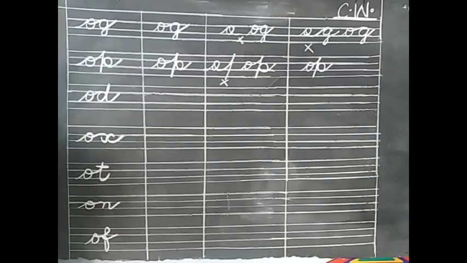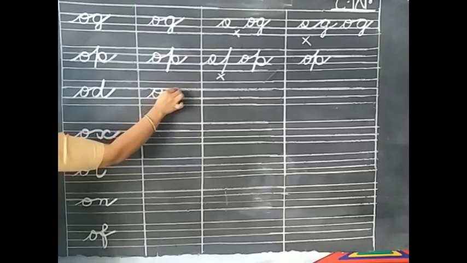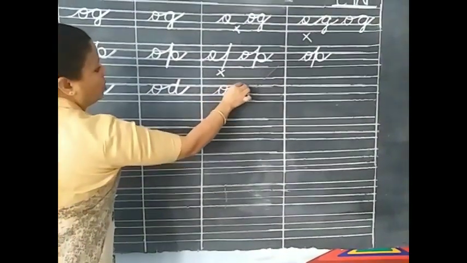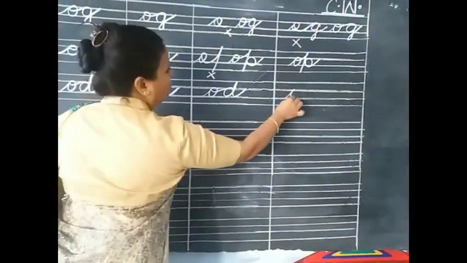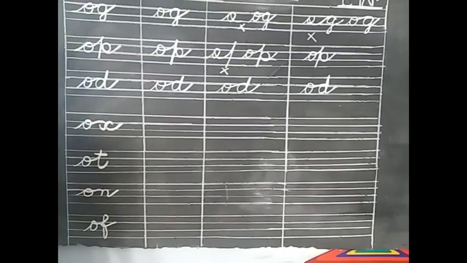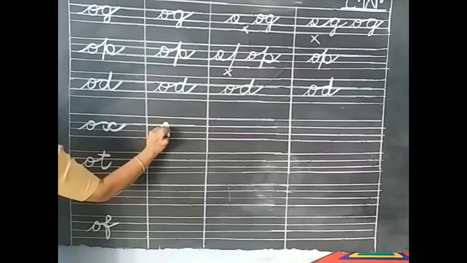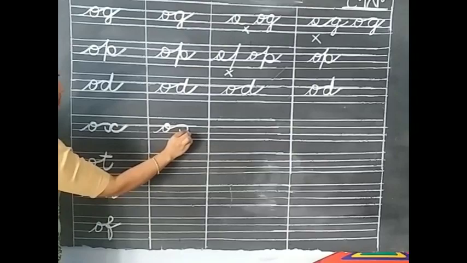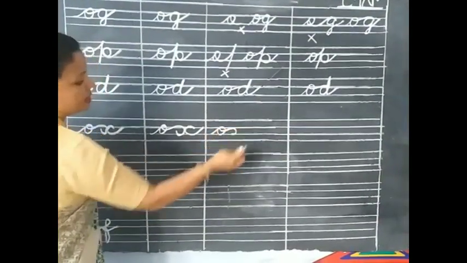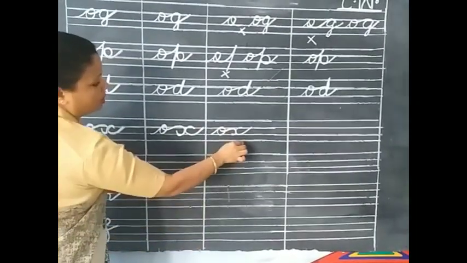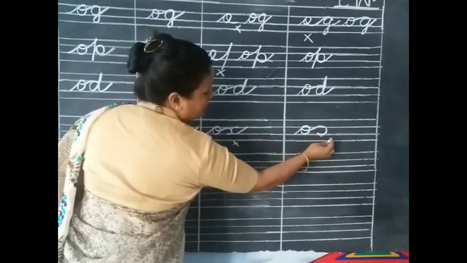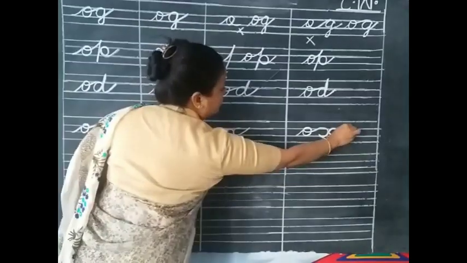Then the next word is odd. O, D, odd. Then we will go to the next word, ox. Make O like this, O, X. Take it back, X like this. O, X, ox. After making O, do not leave the pencil there and then make X separately, no. Make O like this, then make X, and from there take your pencil to the next line like this. O, X, ox.